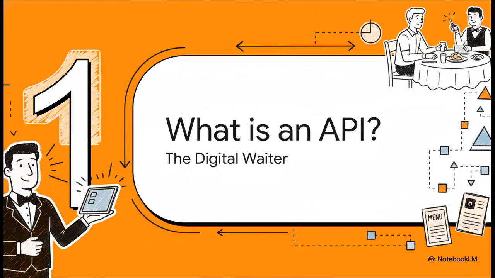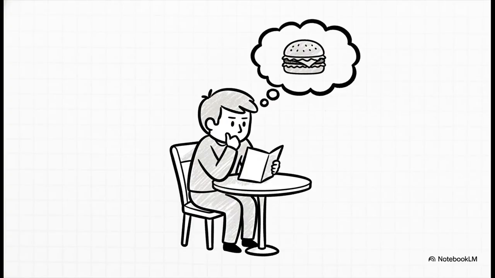Okay, so let's dive right in. To really get what an API is, we're going to use a super simple analogy that I promise you'll never forget. Just think of an API as a waiter in a restaurant. So picture this. You're sitting at your table, you've looked at the menu, and you know exactly what you want to order. In the digital world, you, or the application you're using, you're the client. You've got a specific request you need to make.